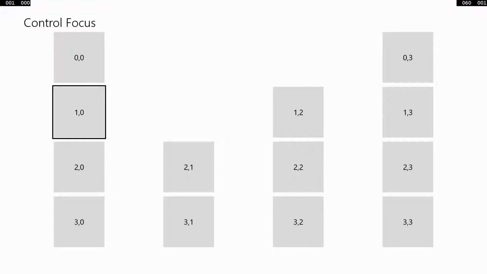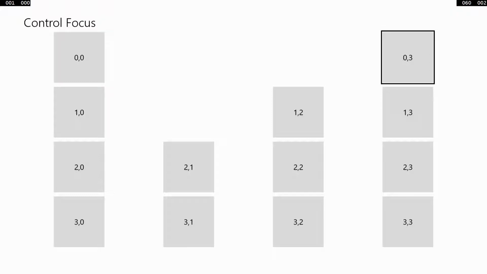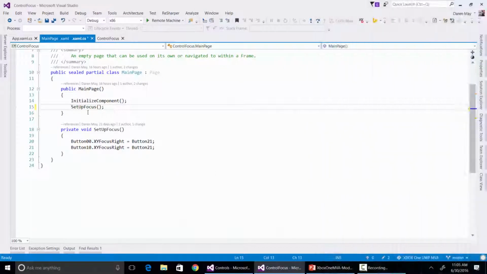If I go right from 0, 0 and I want to go to 2, 1, how would I go about doing that? Well, I've got a couple of different ways, so let's show you how we do that in Visual Studio. So I'm going to demonstrate the code behind method. And in here, in my code behind of my main page, I've got a setup focus. And here's button 0, and I'm saying on the XY focus right, go to button 2, 1. And on button 1, 0, on XY focus right, go to button 2, 1. So if I now run up the application again.